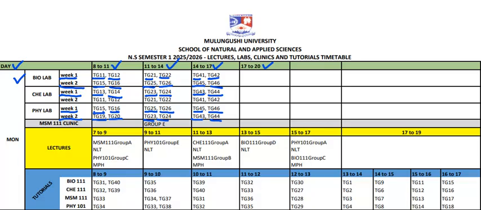Coming to lectures, there's this MSM clinic. The same Monday, there's going to be an MSM 111 clinic, and it will only comprise this particular group E. It will be exactly from 11 to 14. That's what this timetable is indicating, unless otherwise, but that is the interpretation for this particular table. Clinic is where you go, and then of course you need to reassess some topics.